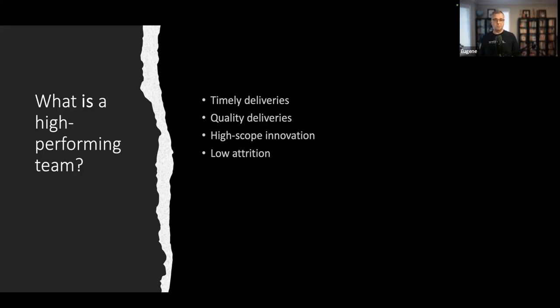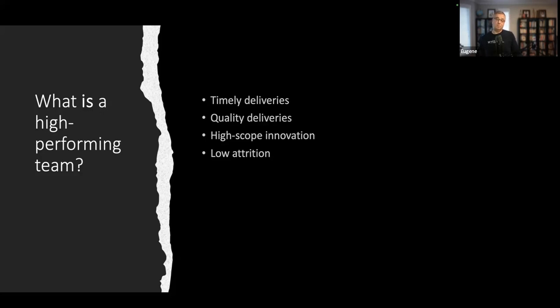Second thing is quality. They deliver the stuff that they've signed up for, and you don't have to go back and redo it later. Third one is high scope innovation. What I mean by that is this is a team that does new things. This is a team that has ownership over the business problem that they are given, and actively engages to push that business problem forward.